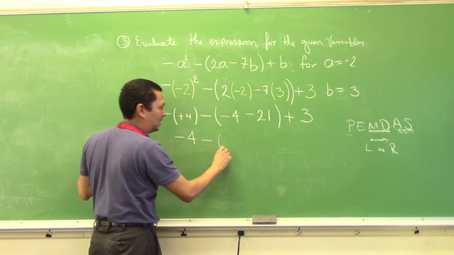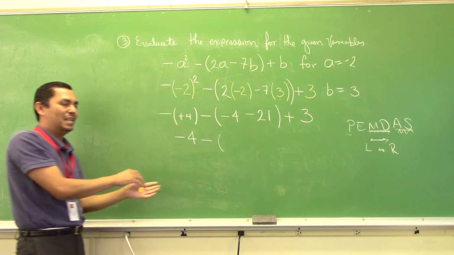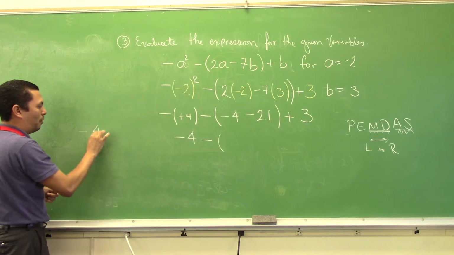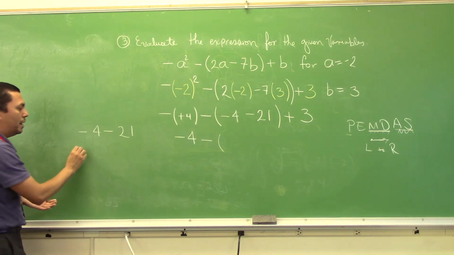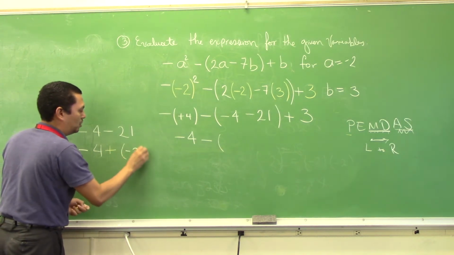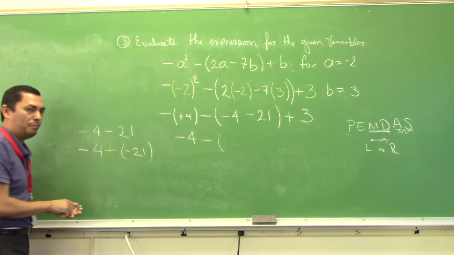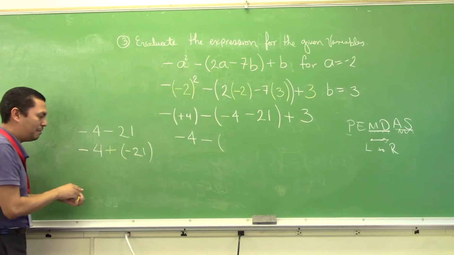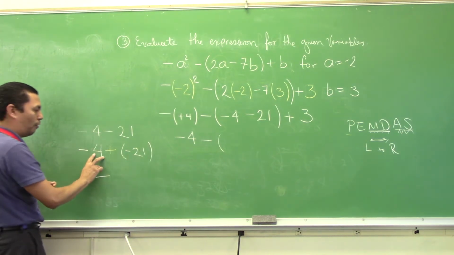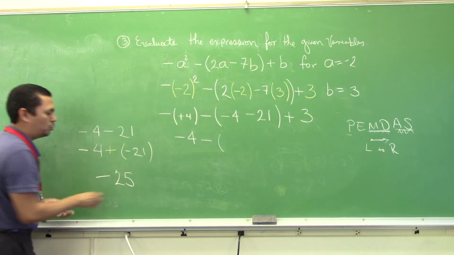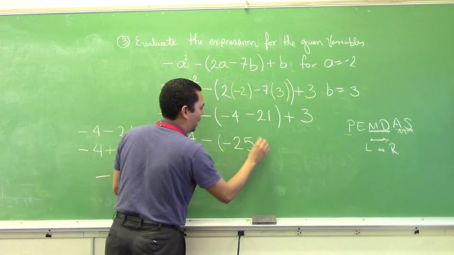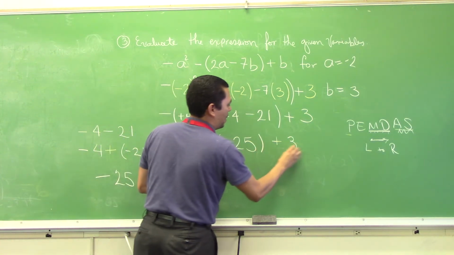Minus, open parentheses. Negative 4 minus 21 is the addition of two negative numbers. Remember, we just saw that one this week. Negative 4 minus 21. How can you write that one? Negative 4 plus negative 21. So it's addition of two negative numbers. Because the two numbers are negative, my solution is going to be negative, and I'm going to add the absolute value. So 4 plus 21 equals 25. So minus 25, close parentheses, plus 3.